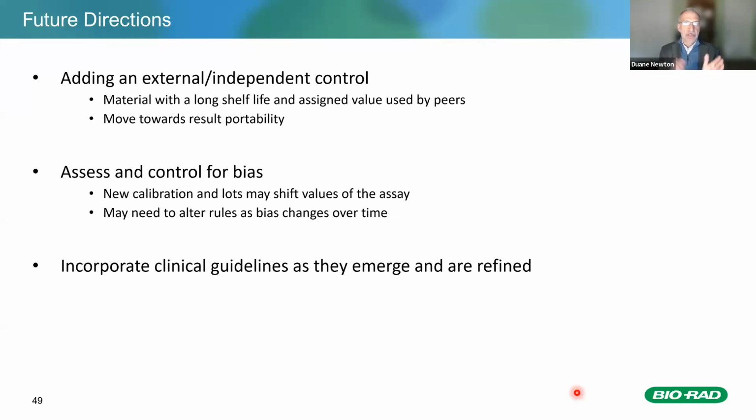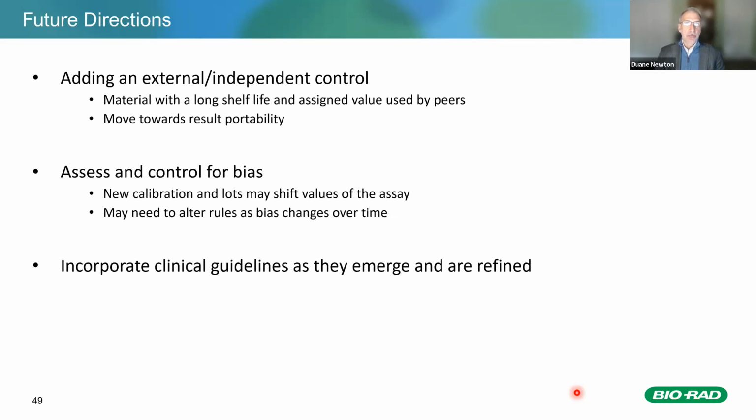So if you're running these independent controls over time across your assays and multiple labs are using the same material, it makes a comparison of assay performance between labs conceptually much easier. I think one of the things we also need to be aware of and spend time on is not only assessing, but accounting for the biases that may be present in our tests. So new calibrations and new lots may shift the values of our assays over time, and we may need to alter the rules that we use for acceptability or rejection based on changes in bias over time.